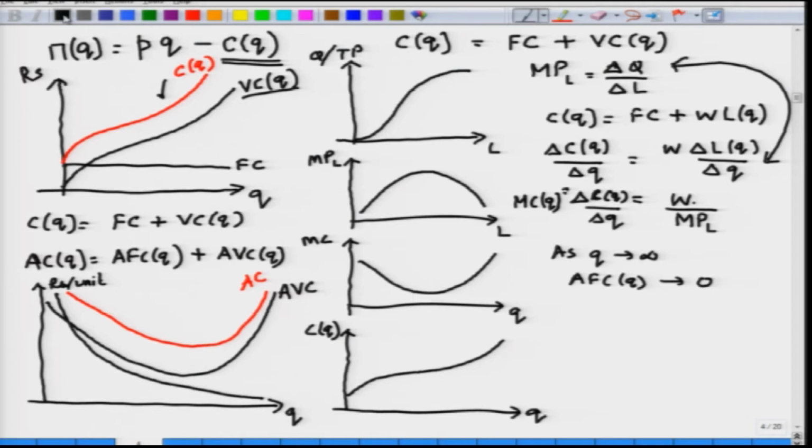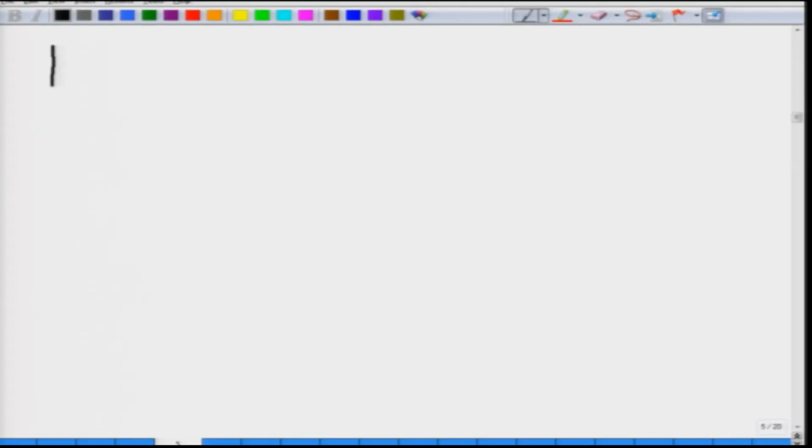So, we have the average fixed cost, the average variable cost and the average cost curve. Let us see how the marginal cost is related to the average variable cost and the average cost curve, which will then complete our entire characterization of the various cost curves. Okay. So, let me again just draw the average variable cost curve here.